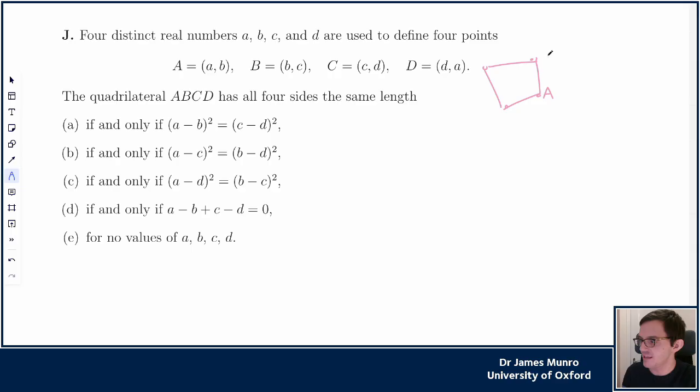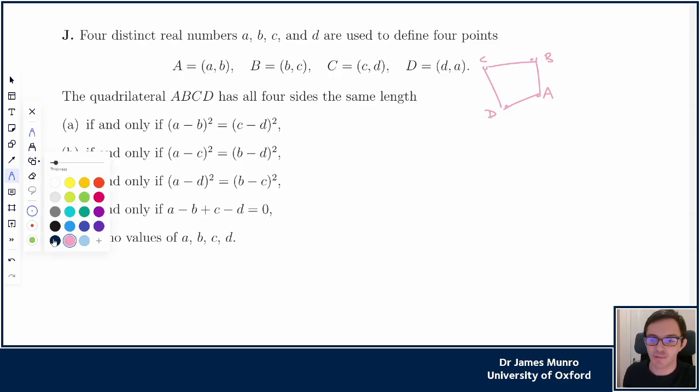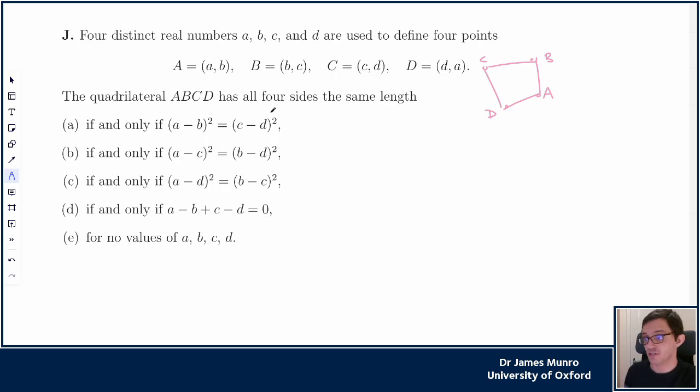Like this, A, B, C, D. And we would like to know whether it has all 4 sides the same length. So let's start writing down expressions for the lengths of the sides. So the length AB here, I need to write down the difference in the x coordinates, square it, and the difference in the y coordinates, and square it. And then I should square root it.